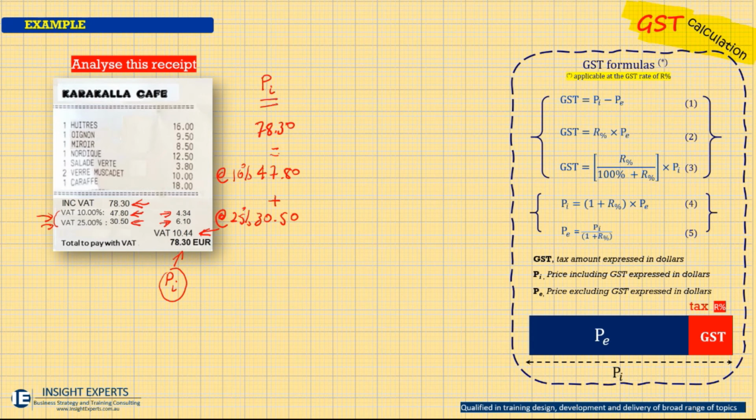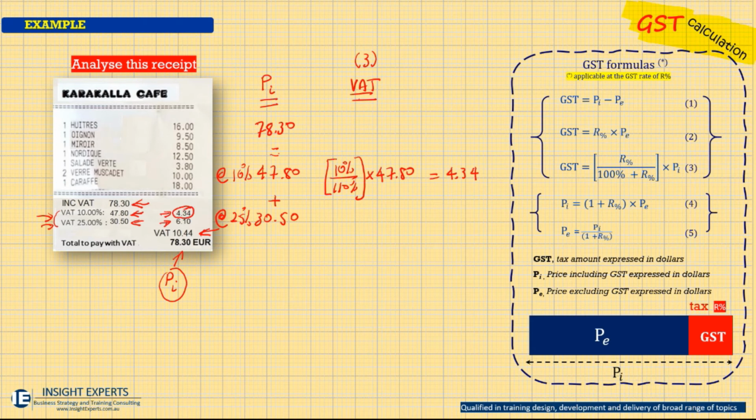All right. Now to calculate the VAT amount, we start with the one which is taxable at 10% here, and using equation number 3, so I'll write the equation number here. It is 10% over 110% multiplied by 47.80, which is equal to 4.34, and that is the amount here.